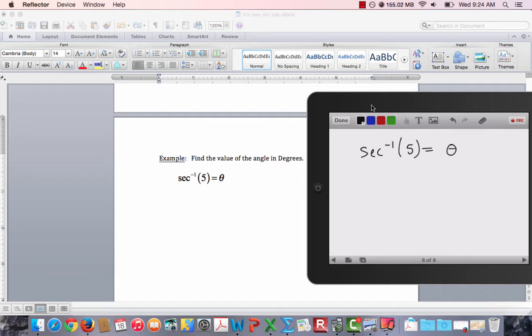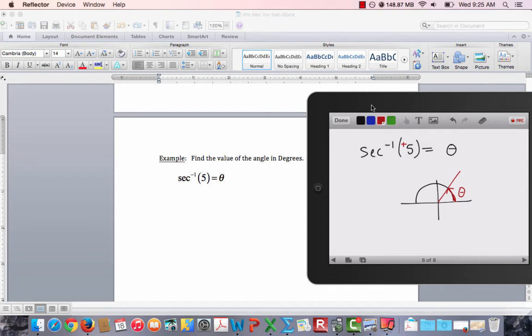We have the secant inverse of 5, and of course the output of an inverse trig function is always going to be an angle. Due to the fact that it's inverse secant, we know that the potential for the output angles is in the first or the second quadrant, same as inverse cosine. And the secant of the angle that we're looking for is a positive 5, and since the secant is positive, we know that we're looking for an angle in the first quadrant.